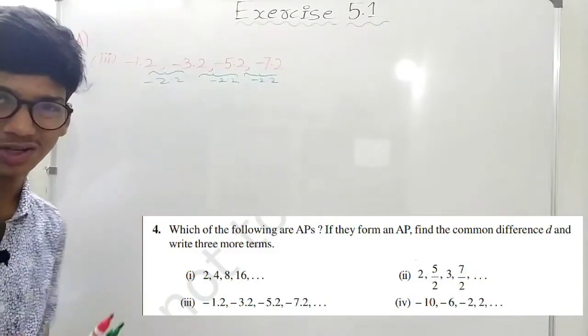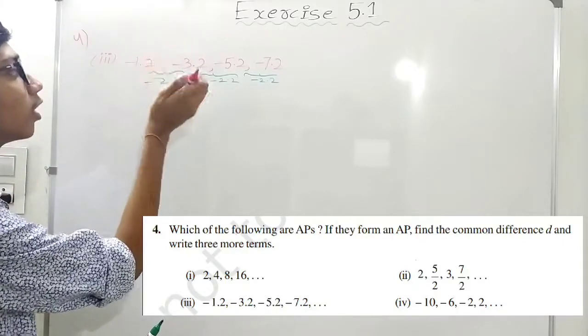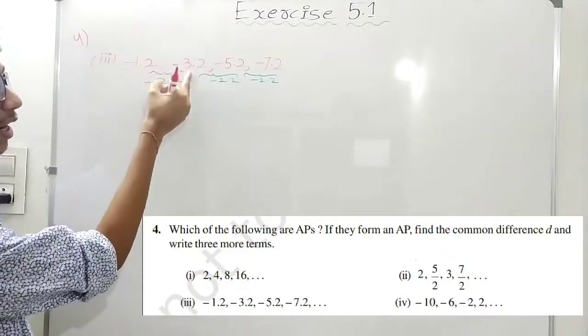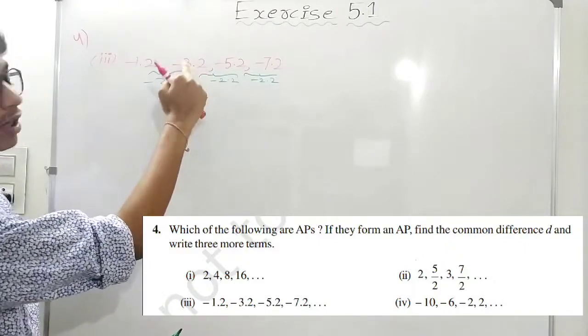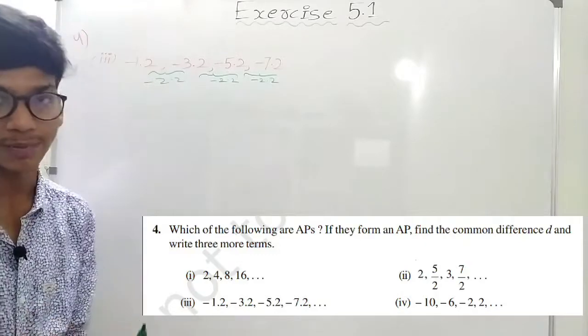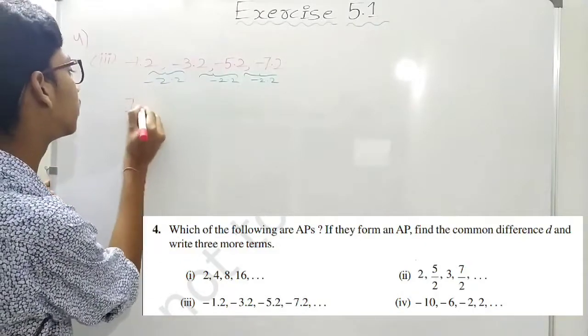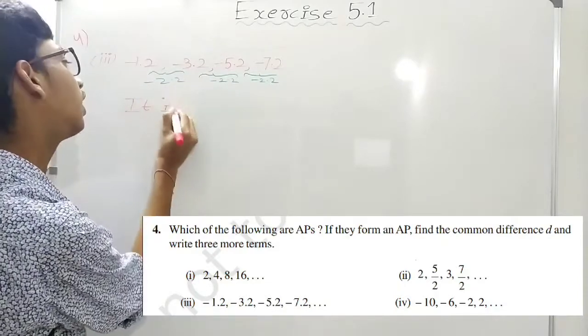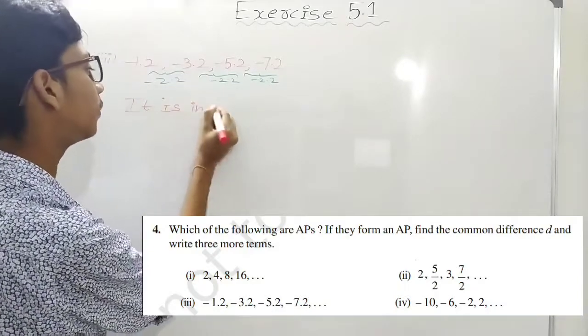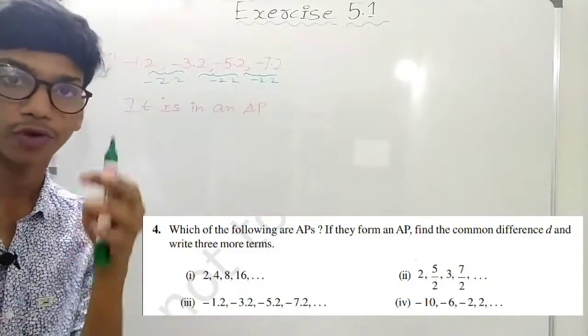Just to check whether it is in arithmetic progression, you want to check the difference between the second term and first term, third term and second term, fourth term and third term. If the difference is equal, then it is in the arithmetic progression. Simply, okay, it is in an AP, arithmetic progression.